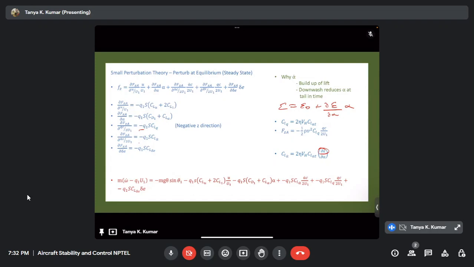So your lift is acting in the opposite direction, which is why this negative quantity comes. Okay, do not get confused. Now, similar to the previous case, you have the final equations of motion here, simplified and substituted with the parameters, and then you have the pitch rate q dot equation.